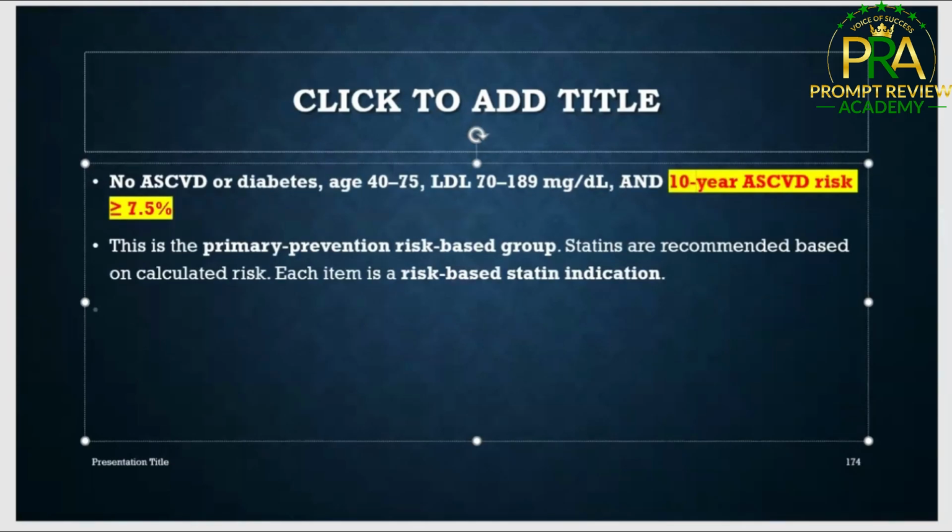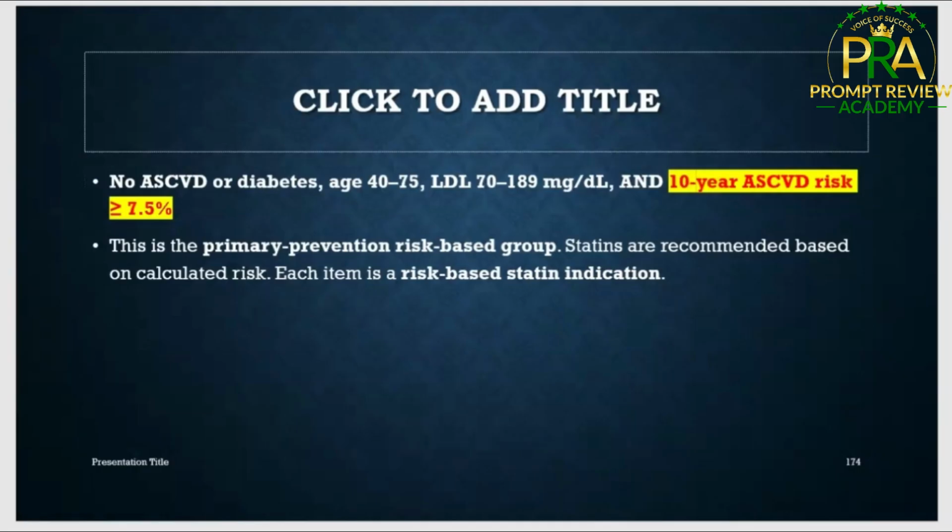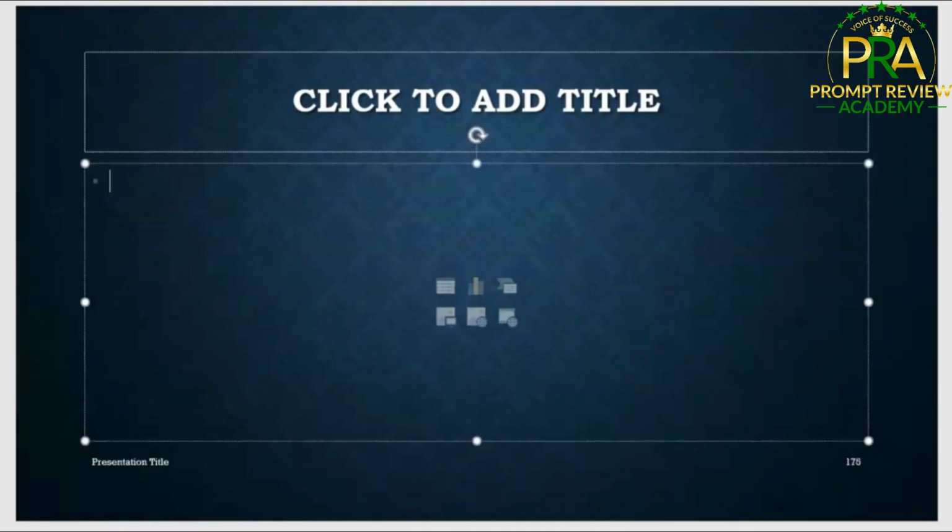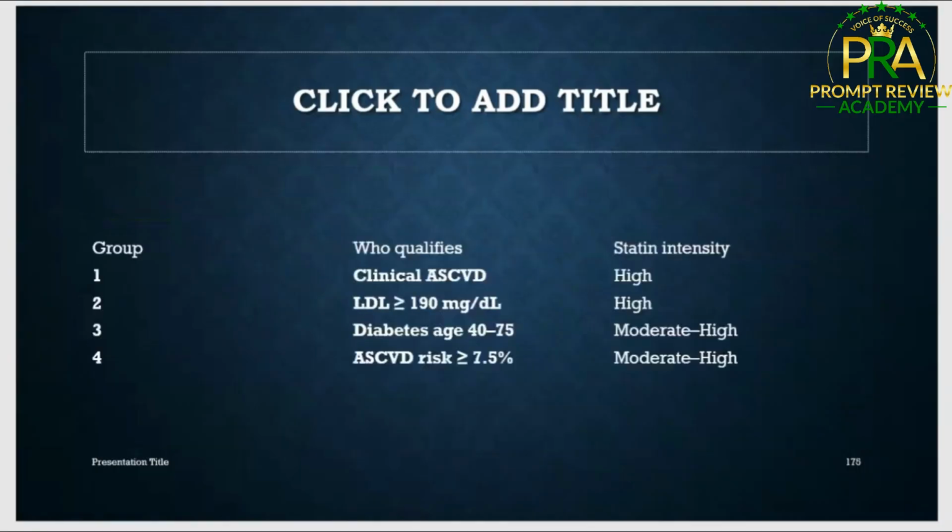So what else do we need to remember? Just a summary. The group 1 people, high intensity. The group 2 people, high intensity. The group 3 people, high to moderate. Then group 4 people, high to moderate. So this is the summary of what we have.